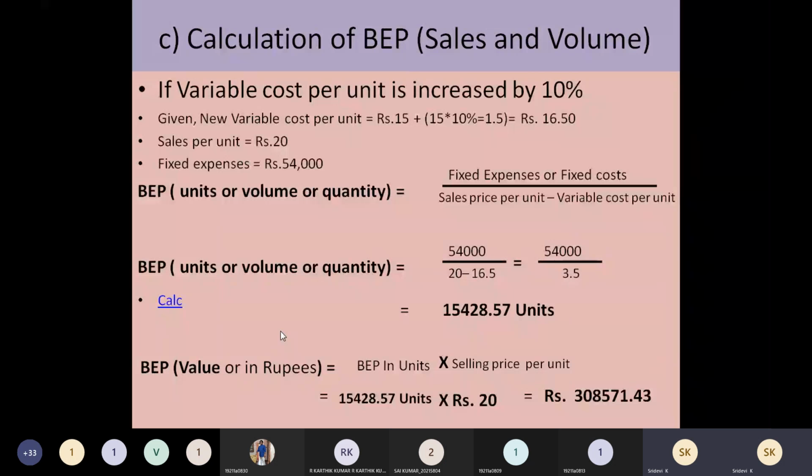This is how the break-even point is going to change if there is a change in the variable cost per unit. If it is given as increased, you add. Sometimes it may be given as decreased, and then you have to subtract instead of adding. Suppose it is given that variable cost is decreased by 10%: 15 rupees minus 1.5 means how much you will get? 13.5, right? That you take here.